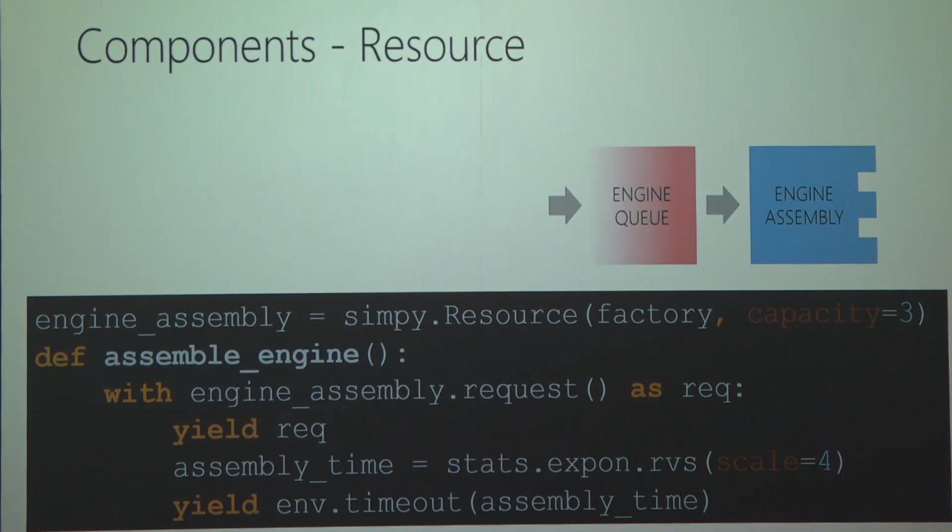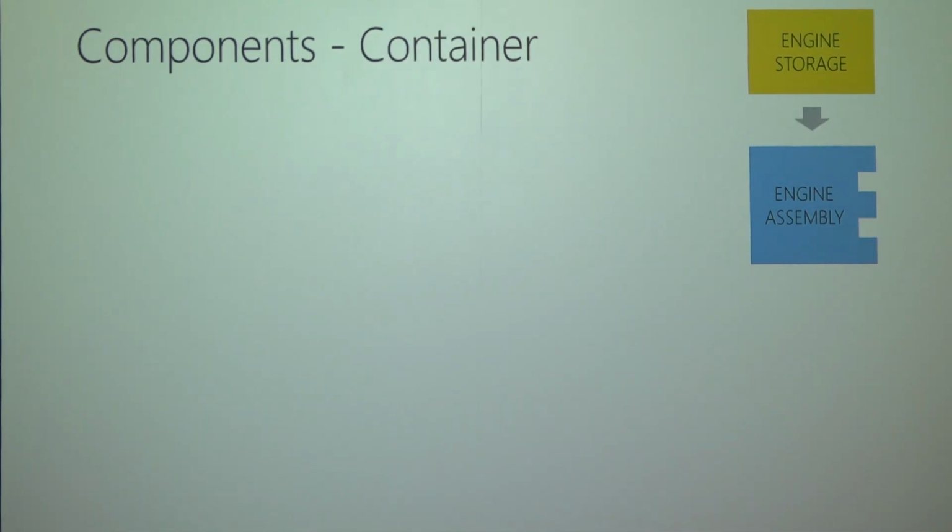Another type of resource is the container. So we have these engines that we need to put in our UFOs, and we need to keep track of this. If we have no engines, the process cannot continue.